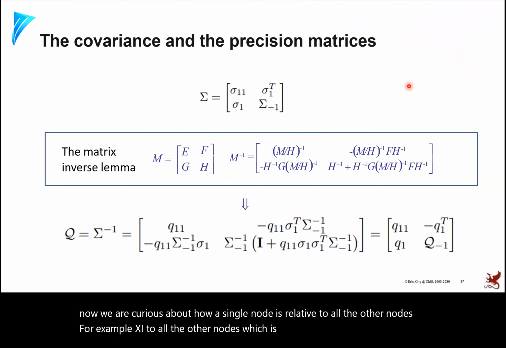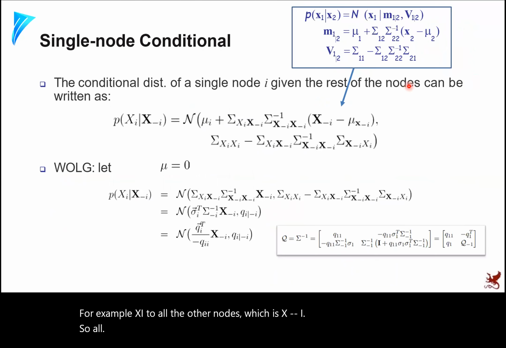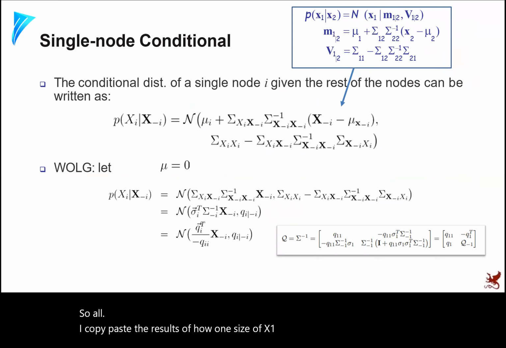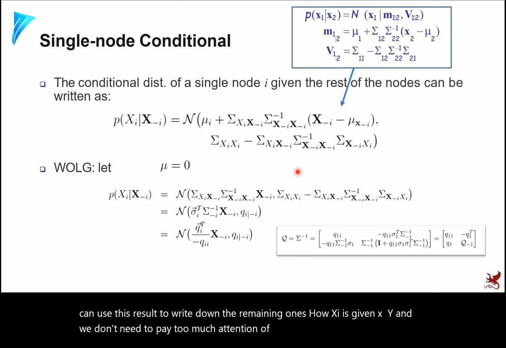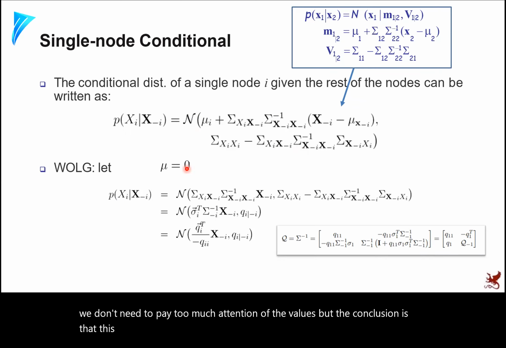So I copy-pasted the results of how one set x1 is conditioned on x2 to here, and we can use these results to write down the remaining ones, how xi is given x minus i. We don't need to pay too much attention to the values, but the conclusion is that this is still a Gaussian, and if we assume that mu is 0, the final result can be simplified as this.